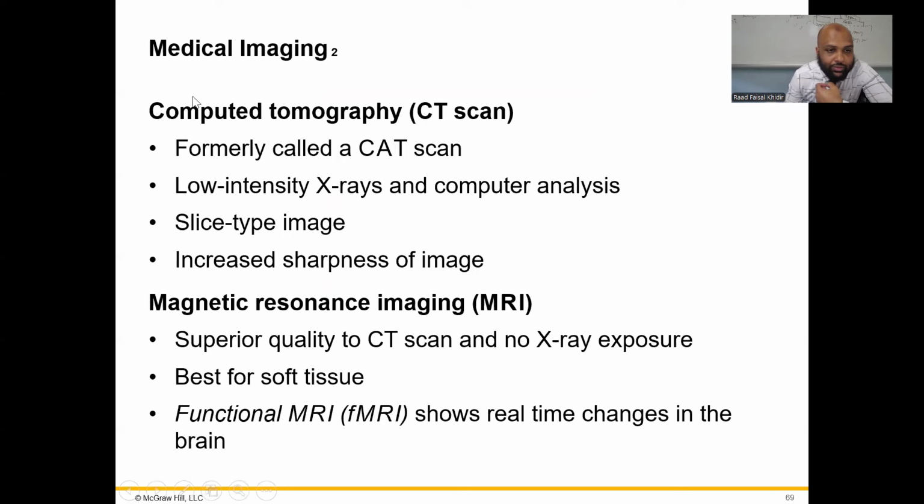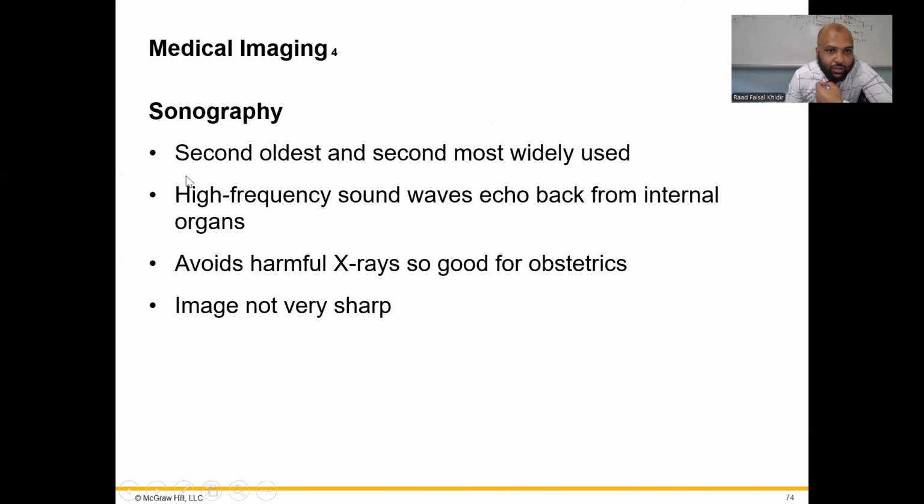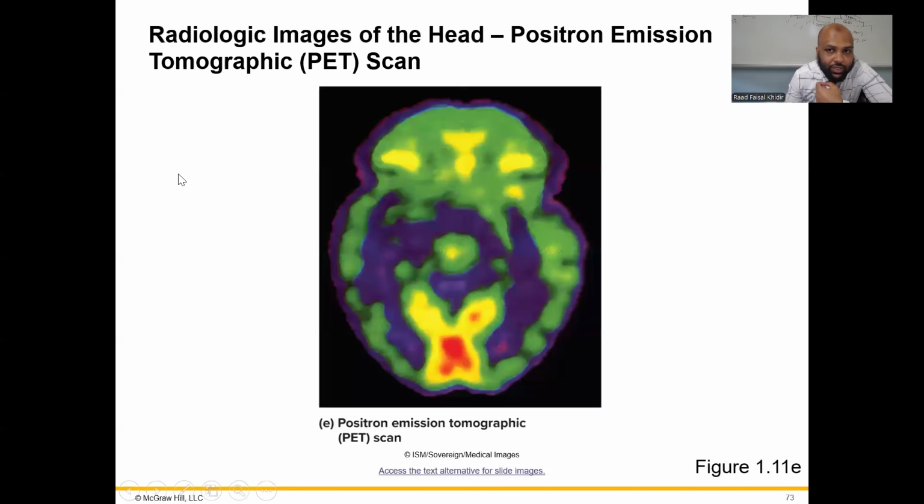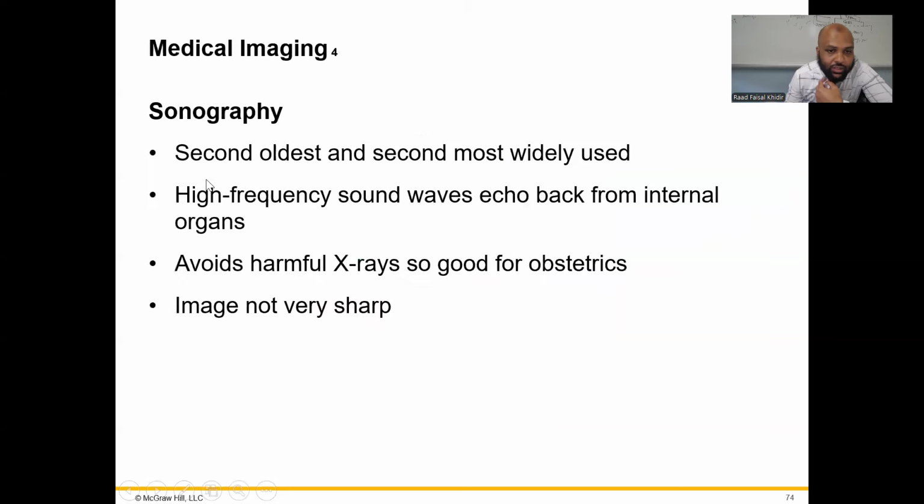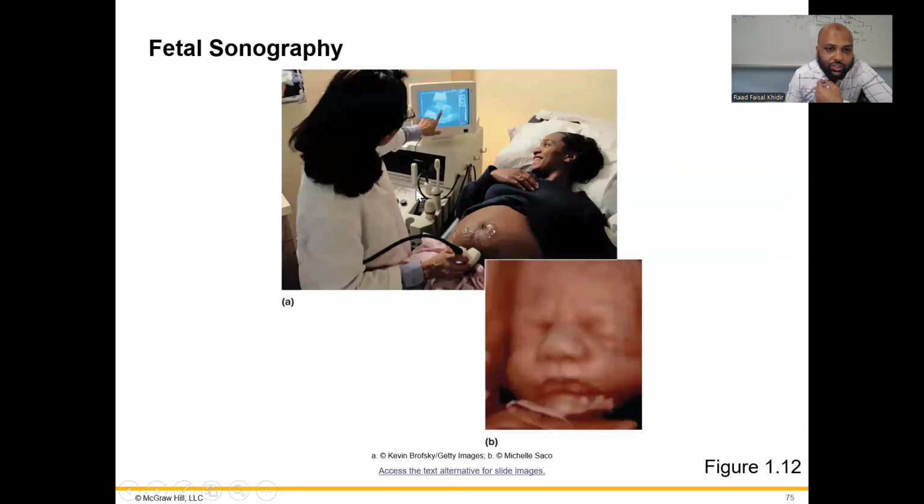Okay, so that describes to you the CT scan and the MRI. This is the PET, the positron emission tomography scan. Okay, so this is just to show you.